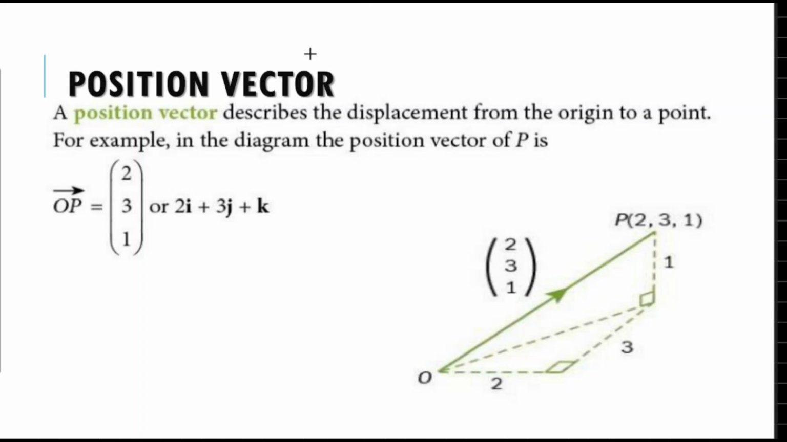Alright, so position vectors. A position vector describes the displacement from the origin to a point. For example, in the diagram, the position vector of P is OP. So in short, a position vector describes a vector from the origin. Okay, so here you should notice the word origin.